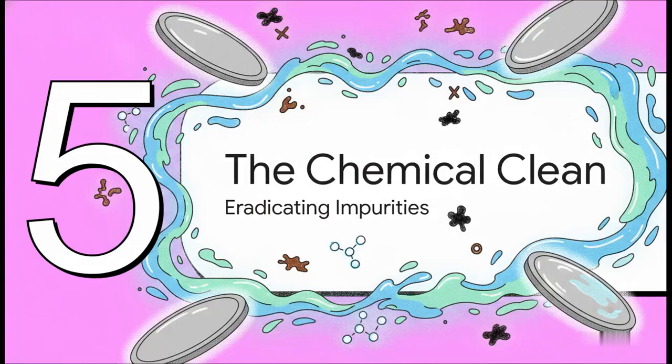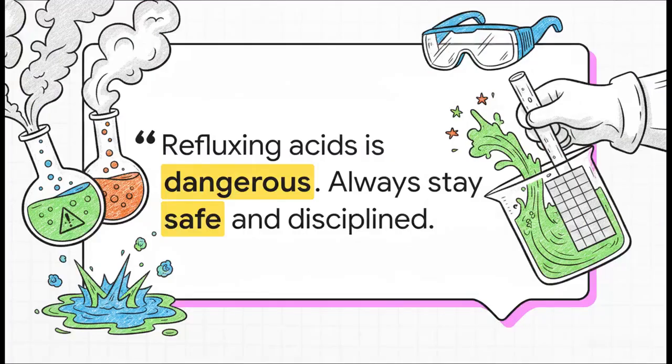Which leads us to our final step, Section 5, the ultimate chemical clean, eradicating all impurities. We've built the perfect physical canvas, but now we absolutely must ensure microscopic cleanliness on the surface. Any organic residue or gross particulate contamination will just destroy the microchips we're trying to build.